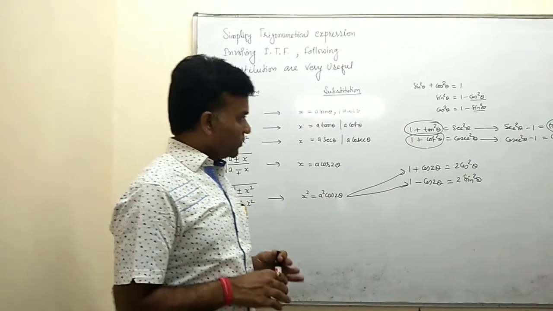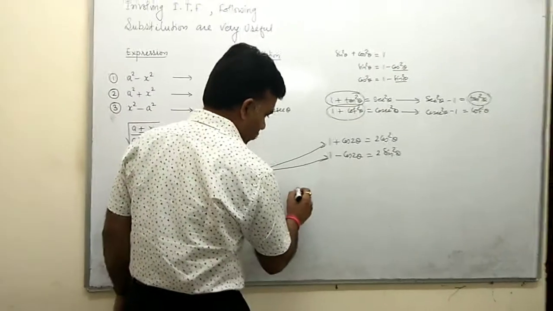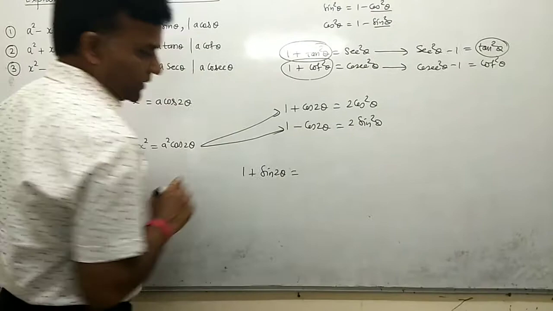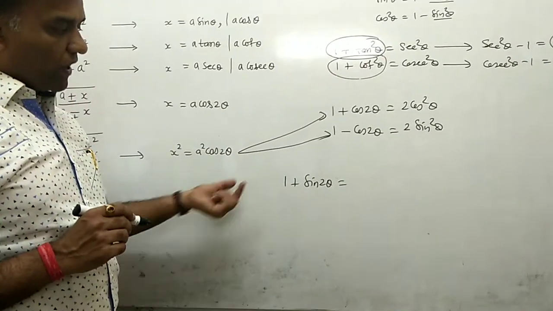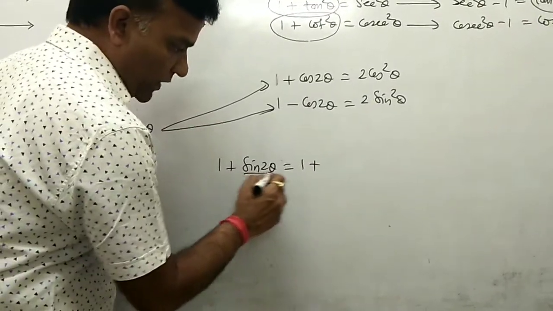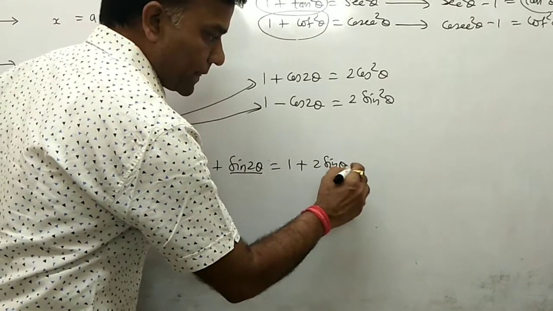Okay, so now one more formula is explained. Sometimes we have 1 plus sin 2 theta also, and there is much confusion about this, so I also want to solve 1 plus sin 2 theta. So 1 you put as it is, and we know the formula for sin 2 theta, that is 2 sin theta cos theta.